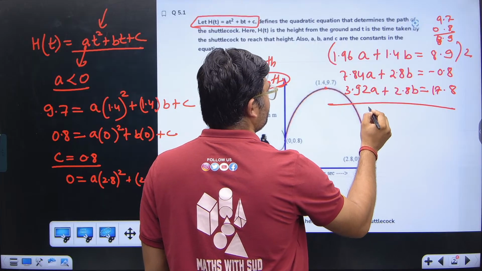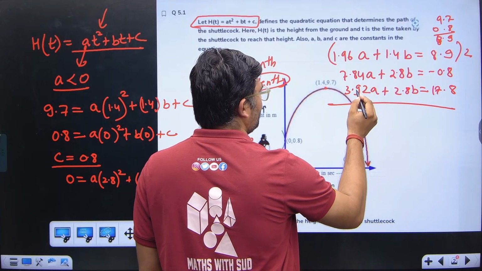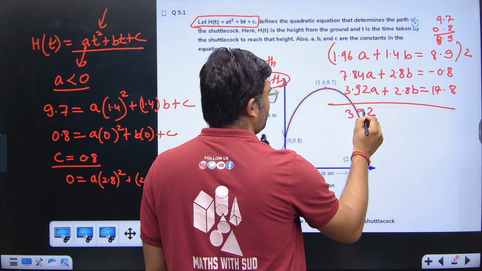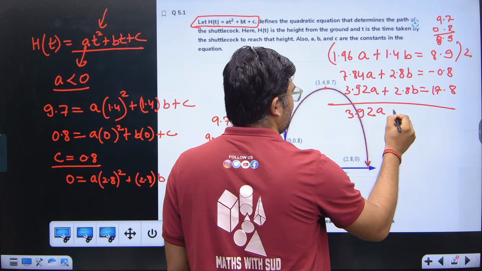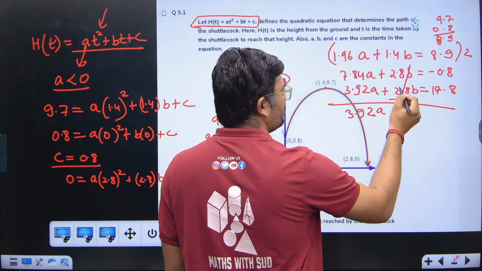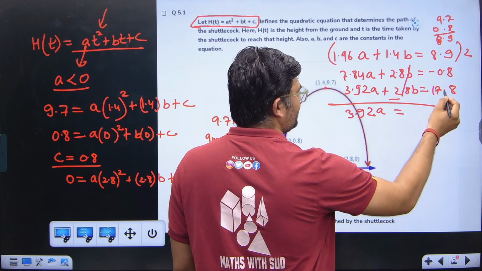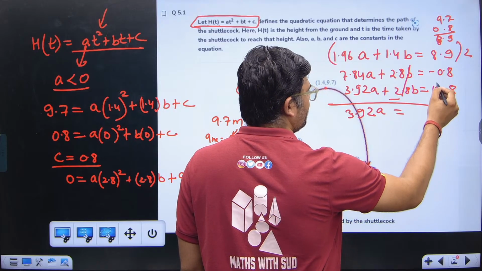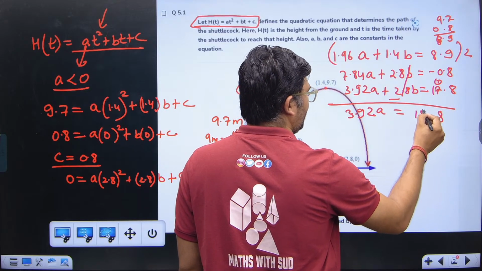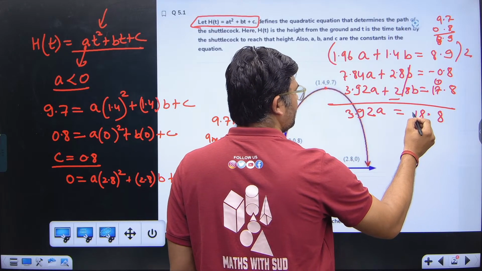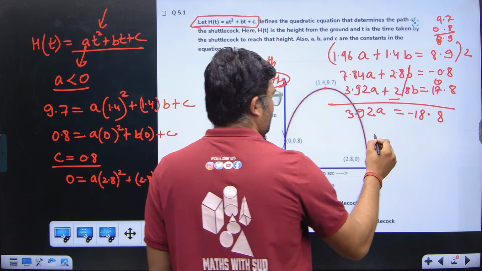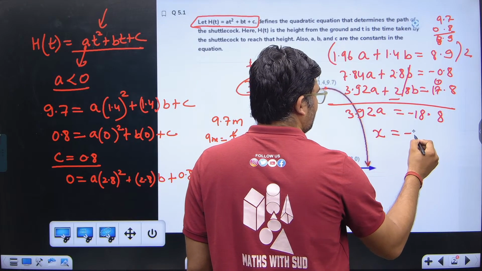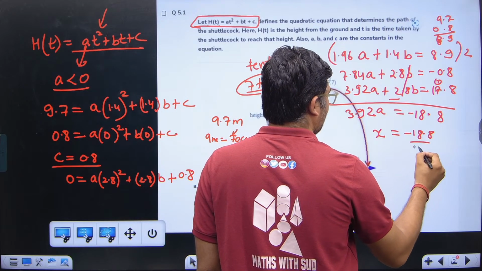So 4 minus 2 is 2. 78 minus 39 is going to be 3.92 only. So this is 3.92 times A. This will get cancelled out. And when you subtract this, 8 plus 8, this will be added. So 18.8. Are you getting it? Minus 18.8. So A will be minus 18.8 divided by 3.92.